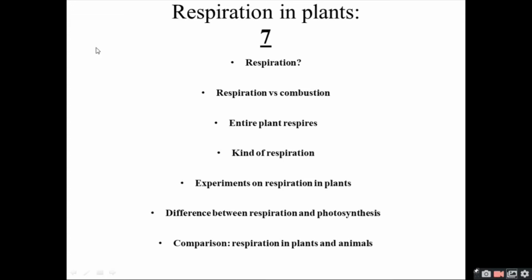So let's start with chapter number 7, and the things which I am going to cover here are respiration versus combustion, entire plant respires, the kind of respiration, experiments on respiration in plants, difference between respiration and photosynthesis, and comparison between plant and animal respiration. So all these things in a very short form. Let's start it.